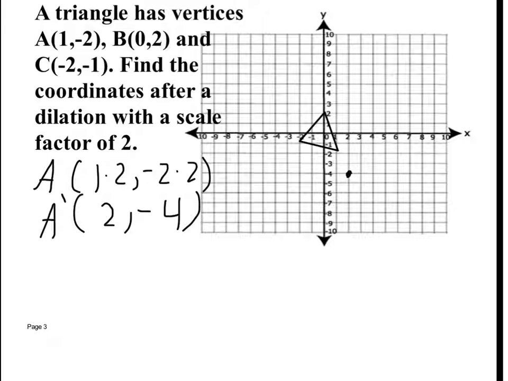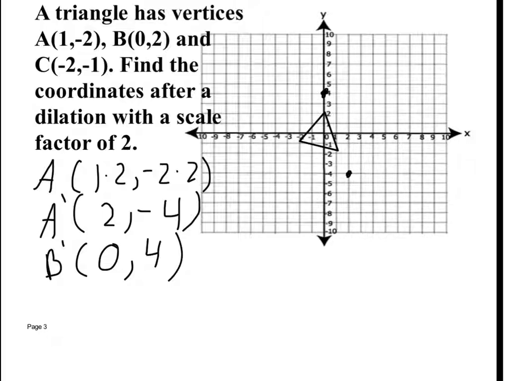Then we do that for B. B's at 0, 2. So I take 0 times 2 and 2 times 2 to get B prime. What is 0 times 2? 0. What is 2 times 2? 4. So B prime is at 0 on the x and 4 on the y right there.